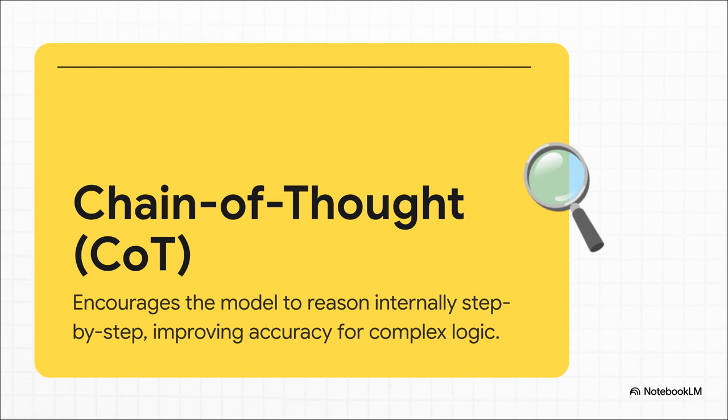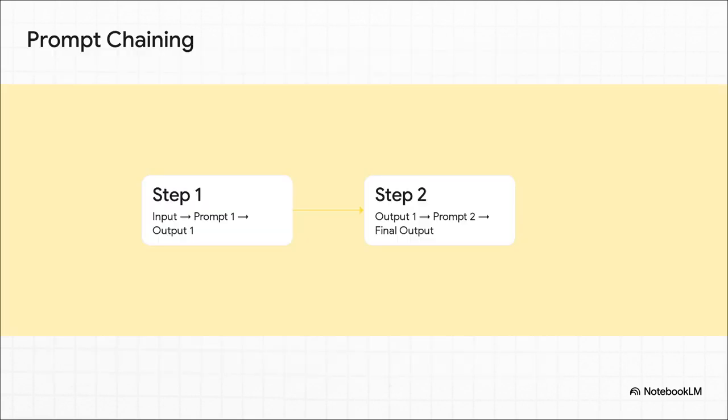Think it through, step by step. And you'd be amazed at how much this improves accuracy for any task that involves logic or complex reasoning. Prompt chaining takes this idea even further. Think of it like an assembly line for AI.